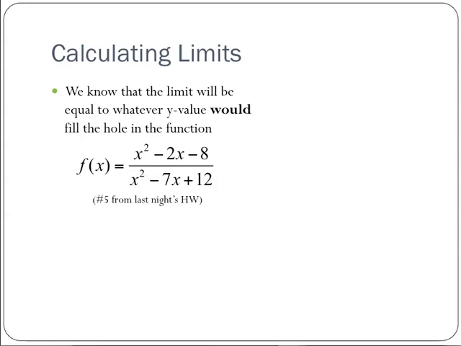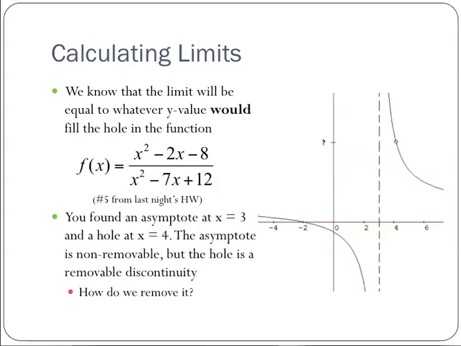So in this example, we were able to find an asymptote at x equals 3 and a hole at x equals 4. Now the asymptote is not removable, but the hole, on the other hand, is a removable discontinuity. Now, how do we remove it? So in other words, how do we know what the y value is?